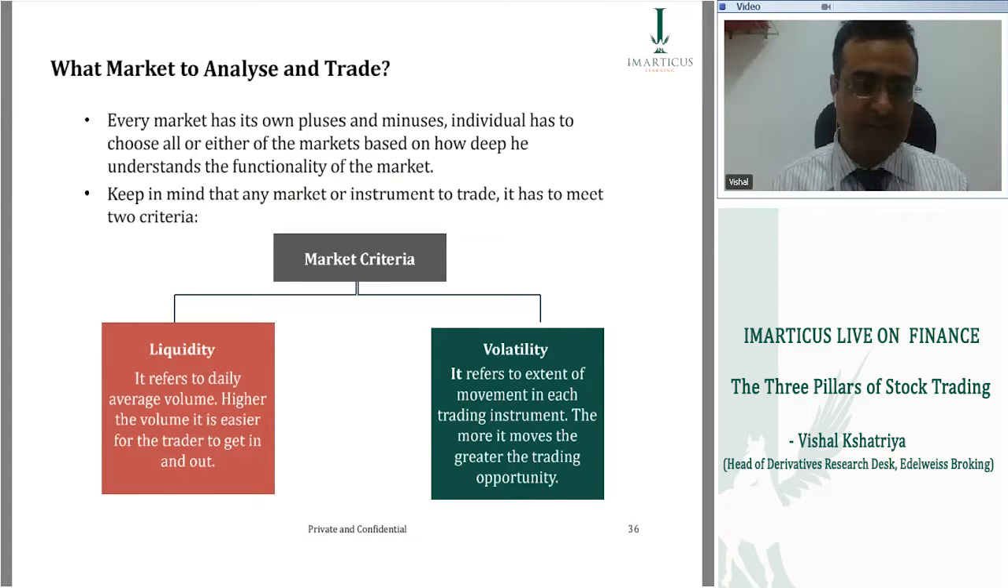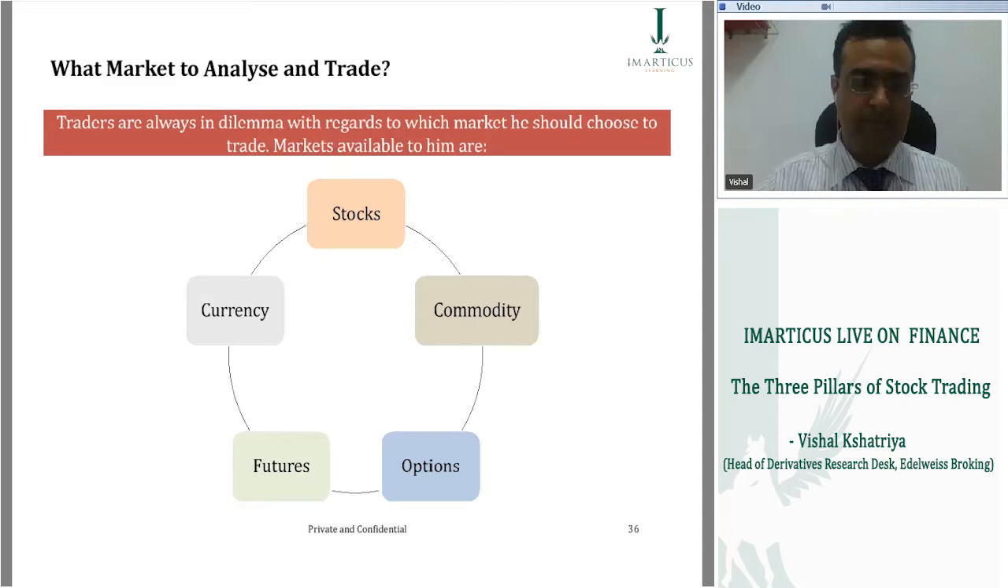Ideally, what is the recommendation? Ideally, there are 5 to 6 markets available. A beginner will say, you know what, I like commodity movement, I like the stock market, I also want to follow currency, and I also want to do futures. Well, this is not the way he should approach it.